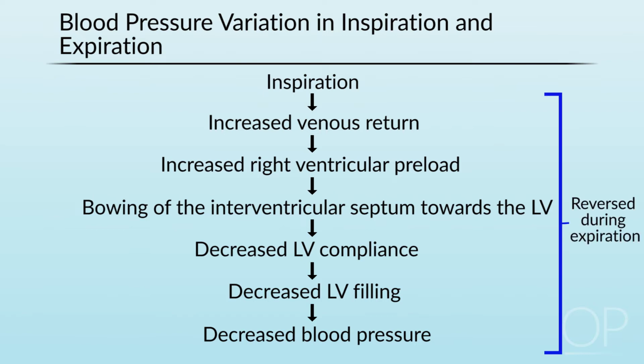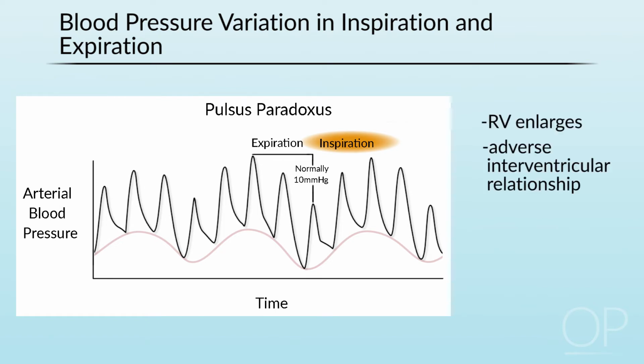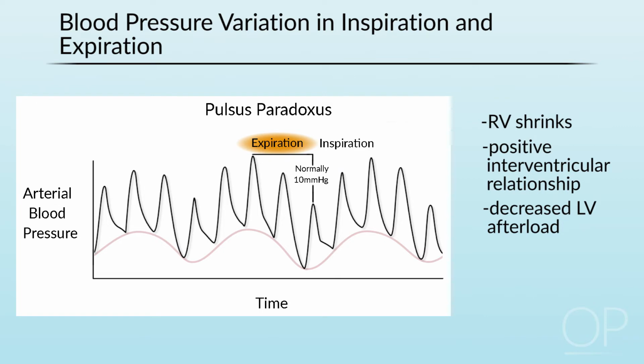For those of you who have been reading classic physiology, you'll recognize this phenomenon as pulsus paradoxus. So what we see here is with an arterial blood pressure and time, when somebody goes through inspiration and therefore the right ventricle enlarges, there is an adverse interventricular relationship, and the left ventricle has worsening function due to increased afterload of the negative intrathoracic pressure, you see that the arterial blood pressure goes down. During expiration, this is reversed because those relationships are reversed.